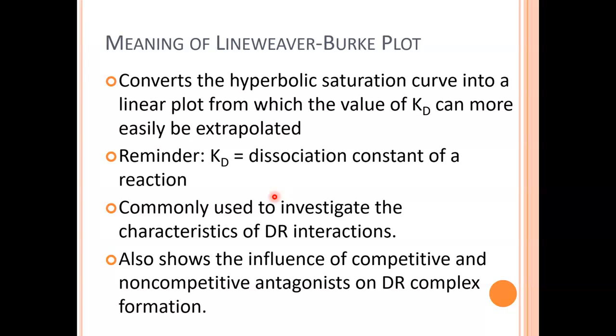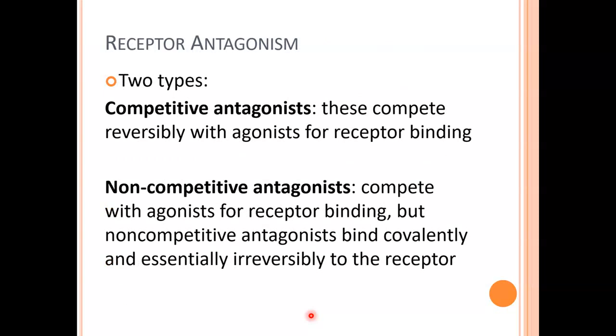So obviously if you aim for that 50%, that's the point whereby you have equilibrium. Half of it's in a binding event, half of it's been released, which would be a good characteristic of your drug to be in. It also shows the influence of competitive and non-competitive antagonists. Remember, an antagonist is not your drug, but it binds the receptor and blocks your drug from having an effect on the drug-receptor complex formation.